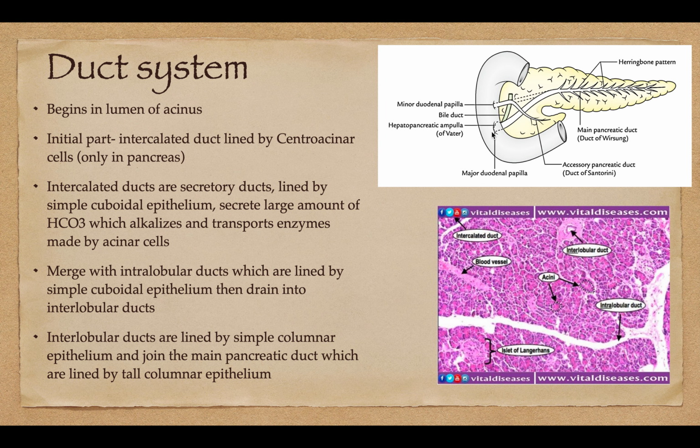And then it goes into the hepatopancreatic ampulla of Vater, and there's also this bile duct. Sometimes there's an anastomosis, but usually there isn't.